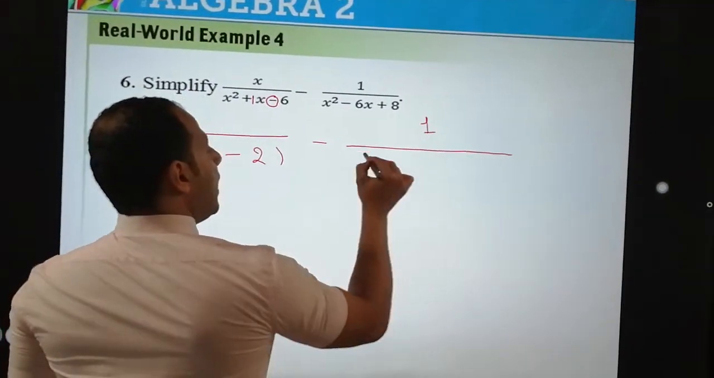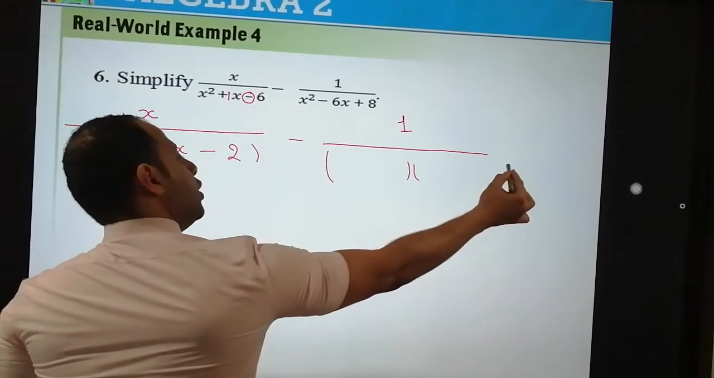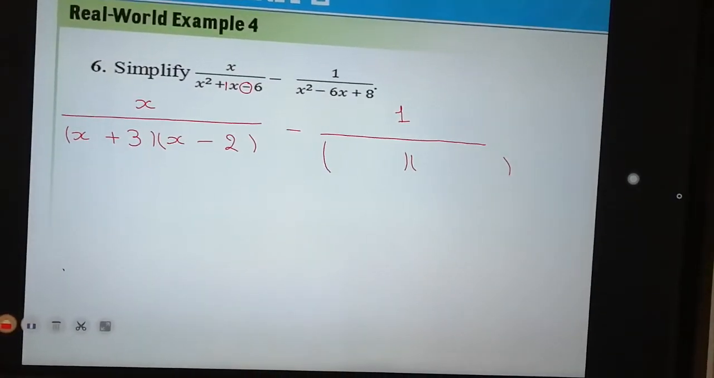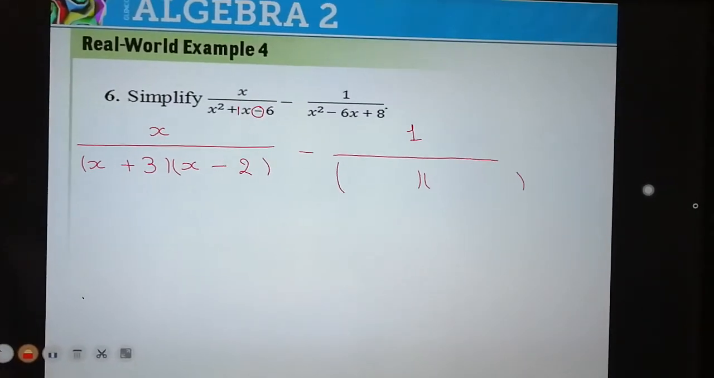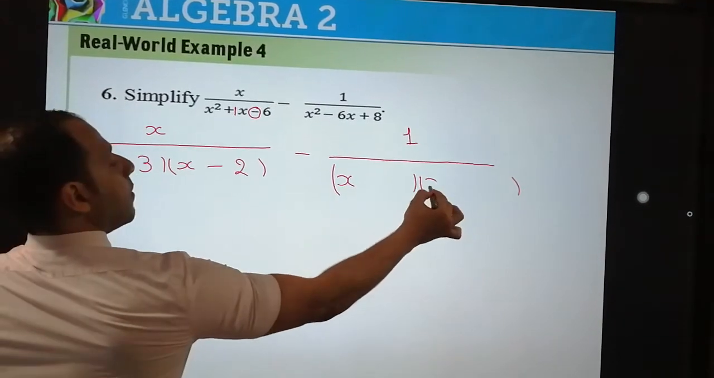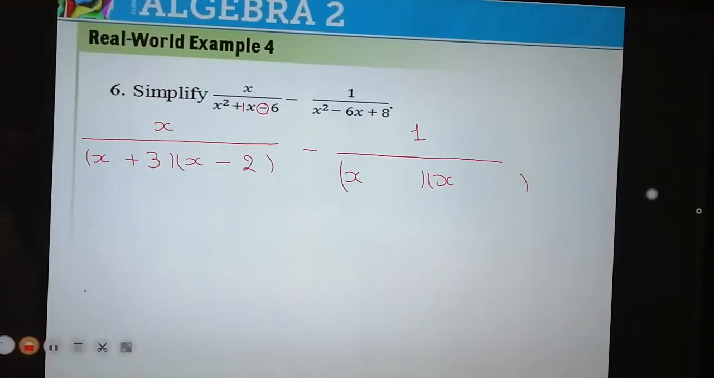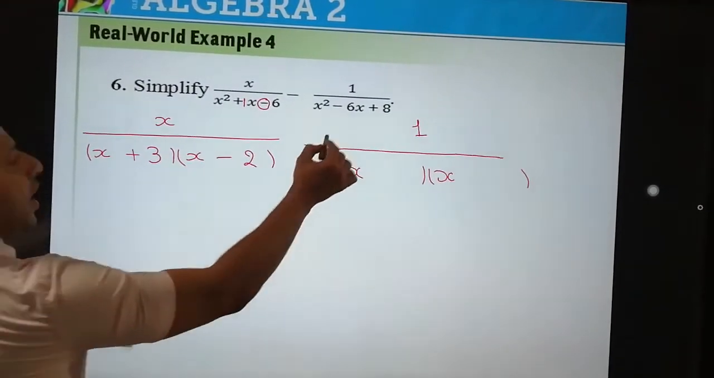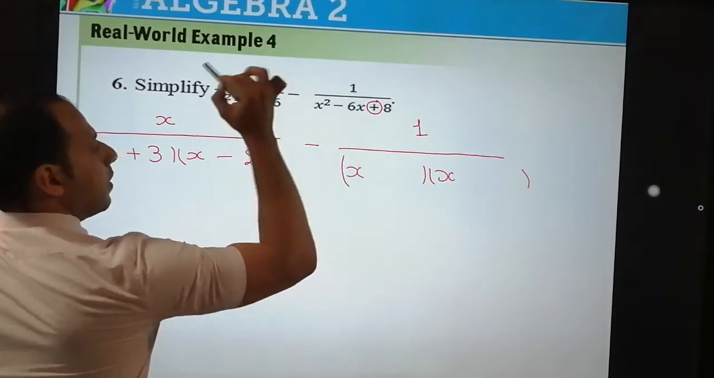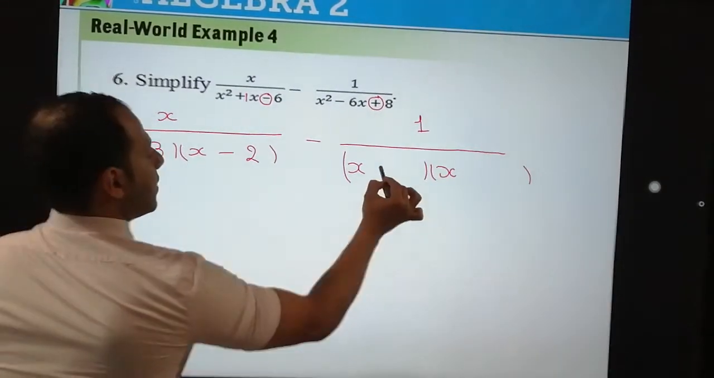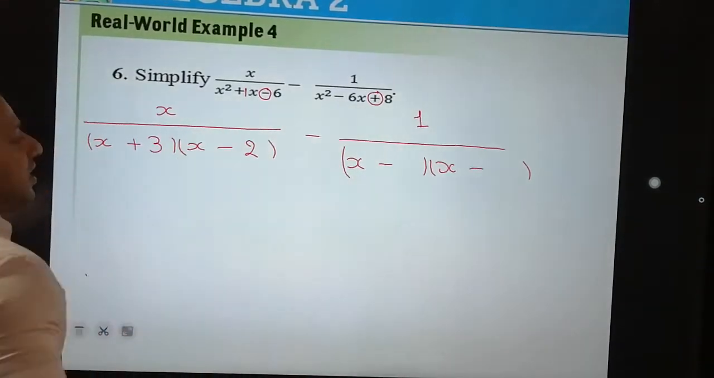Okay, complete with me by the same. We have to write here 1. And here the 2 brackets. Start. Yes, x and x. Same sign, okay, because you have here plus. And both are negative, because the middle sign is negative.